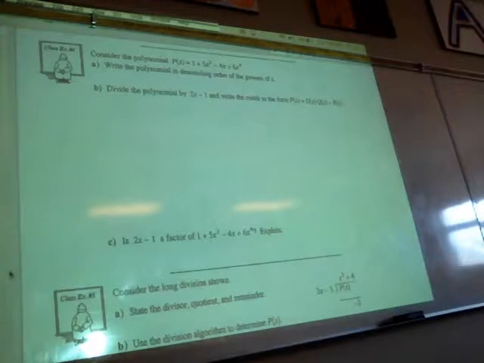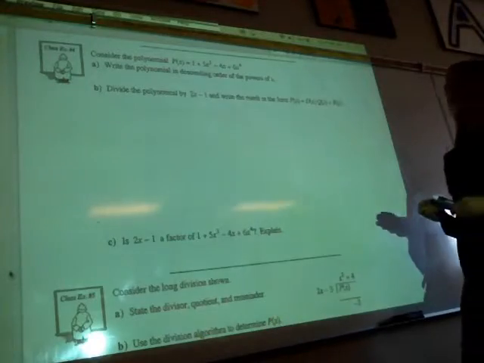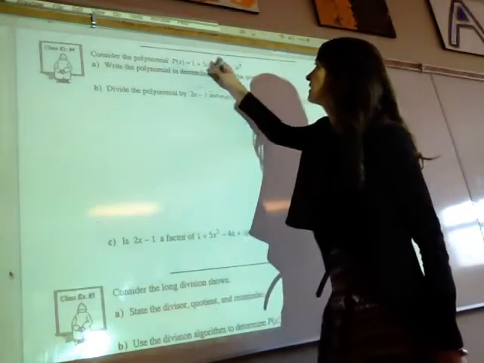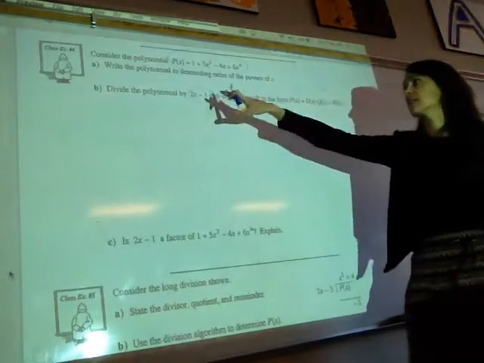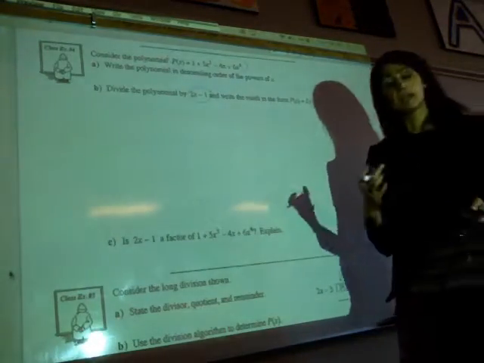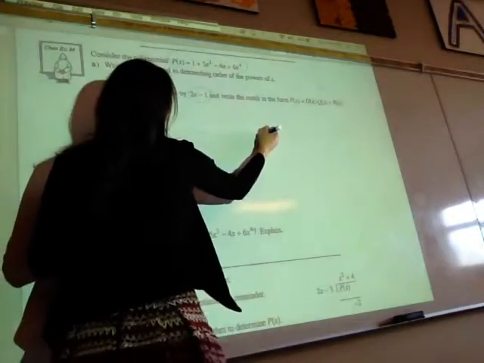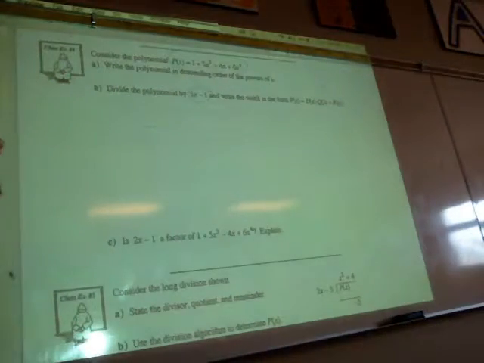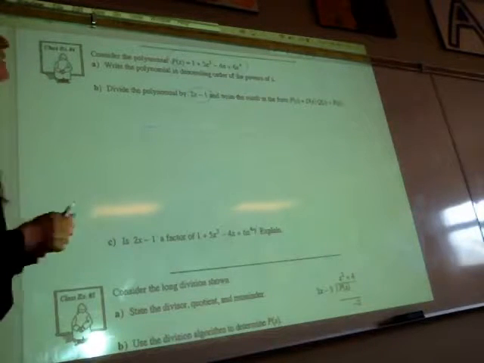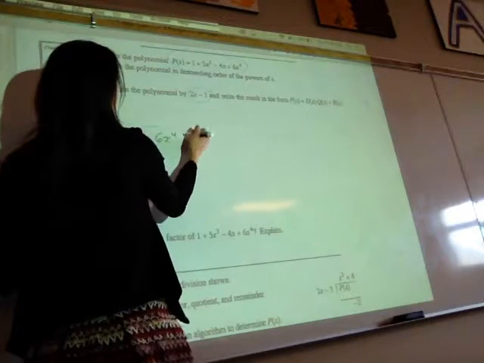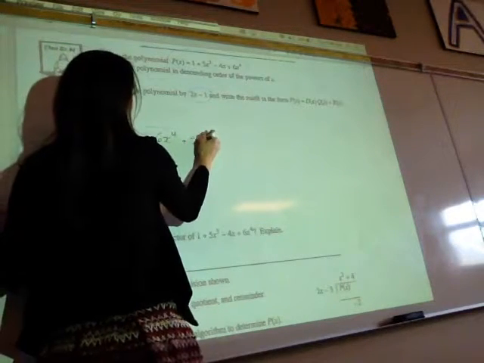So we have a polynomial and we have to divide by 2x minus 1. So here's our polynomial, here's our divisor. So if I were to write that in a division statement, part A kind of gives this away, but what you need to do is rewrite that polynomial so that it's in descending order. So we're going to start with 6x to the power 4 plus 5x3.